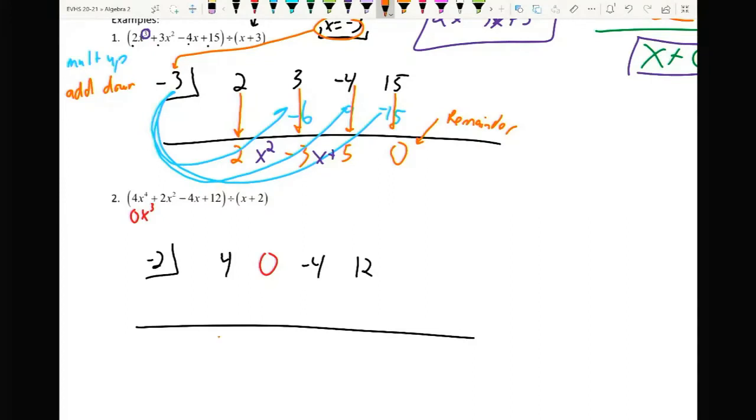Adding down, I get 4. Now we're going to multiply up. Negative 2 times 4 is negative 8. Add down. 0 minus 8 is negative 8. Multiply up. Negative 2 times negative 8 is positive 16. Add down. Negative 4 plus 16 is 12. Wait a minute.